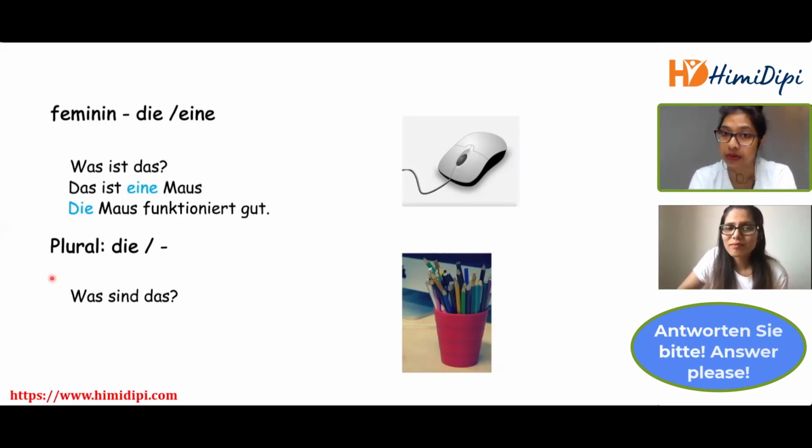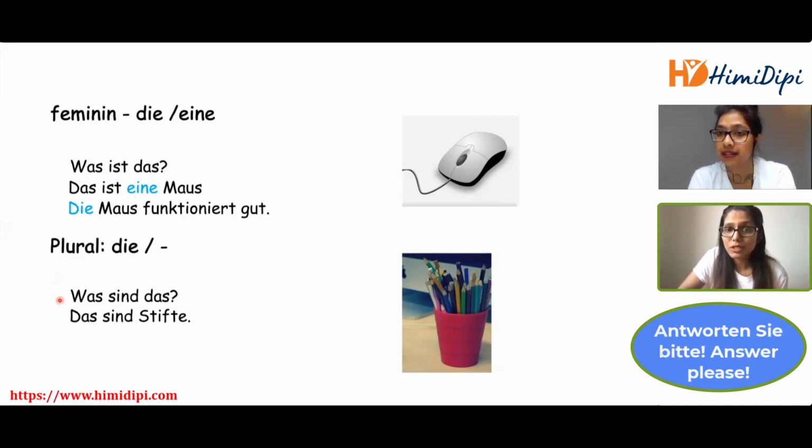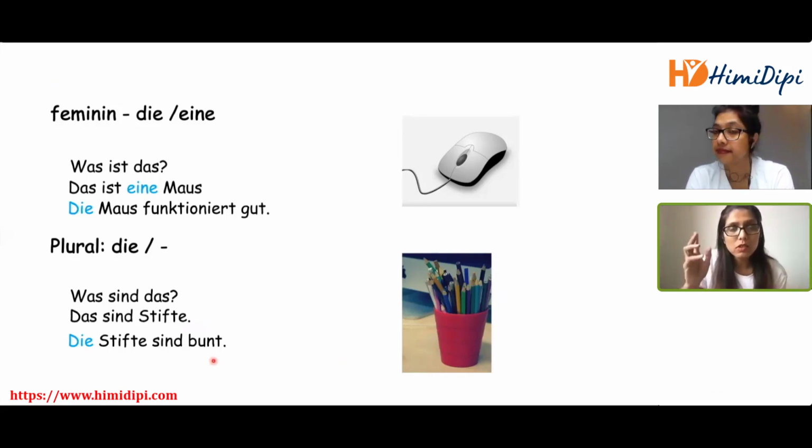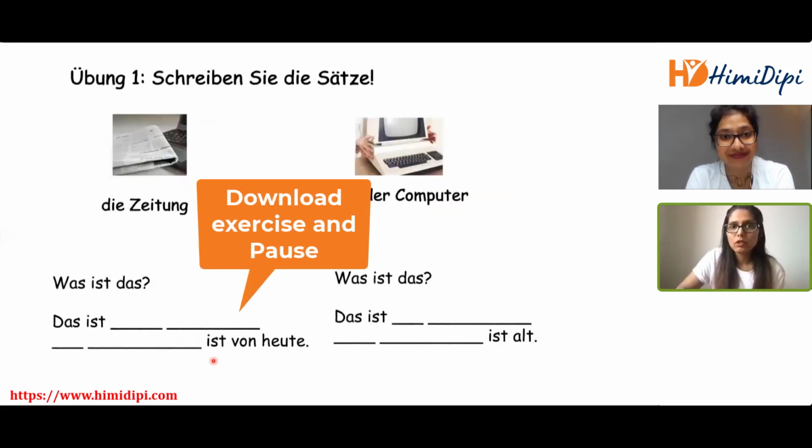Und das letzte Beispiel. Was sind das? Das sind Stifte. Die Stifte sind bunt. Ja? Das sind Stifte. Generally speaking, no need of an article in plural. Simply, das sind Stifte. They are pens. But die Stifte, these ones here, die Stifte sind bunt. They are colorful. Yeah? So you are getting a sense of when we use the unbestimmte article and the bestimmte article. Okay? So let's go ahead and look at a Übung.